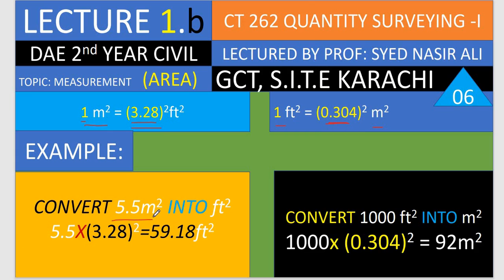Convert 5.5 meter square into foot square: just 5.5 multiplied by 3.28 square, this is the factor 3.28 square. Convert 1000 foot square into meter square: just 1000 multiplied by 0.304 and we get the result.